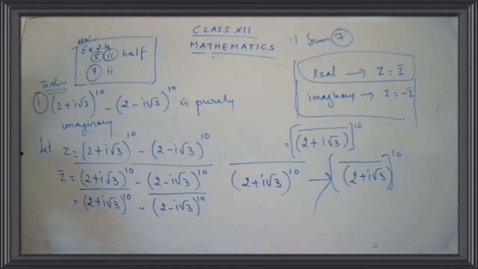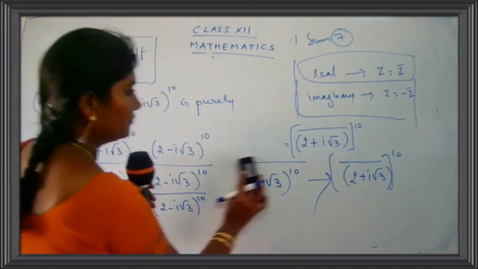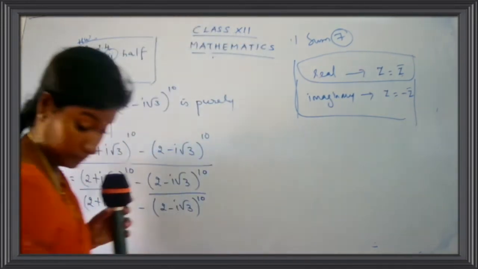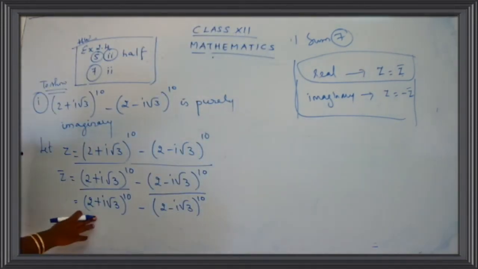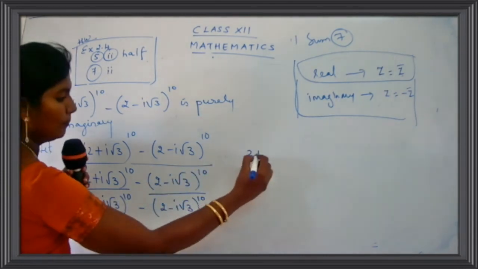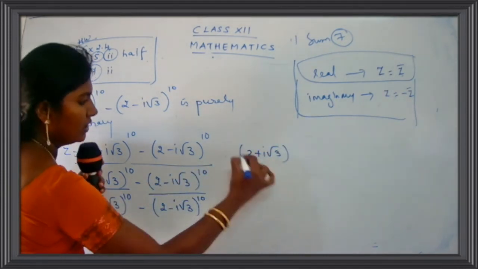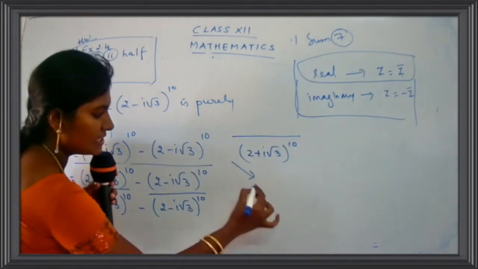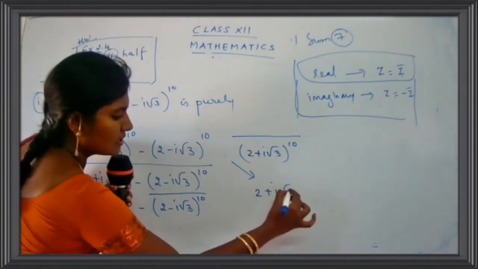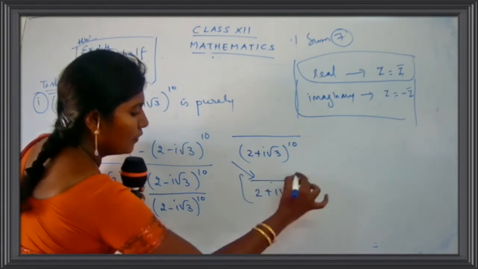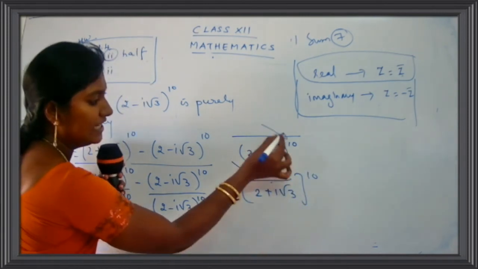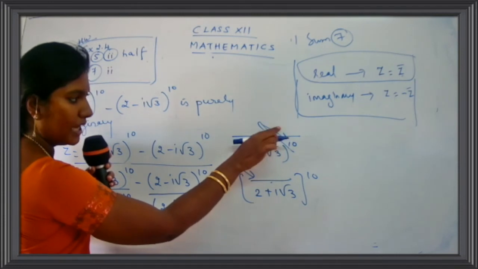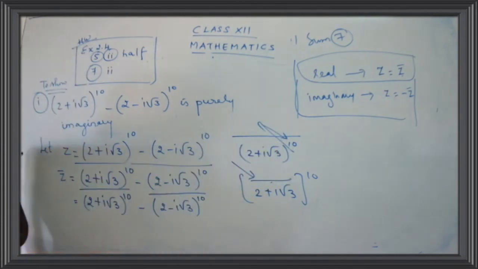Is it confusing, children? Okay, I'll just explain to you once again. See, how is the step given here? (2 + i√3)^10 bar. Now how are we changing this as (2 + i√3) bar, the whole raised to 10. We are just interchanging them. The 10 is going up, the bar is coming down. Okay, let us continue the step.